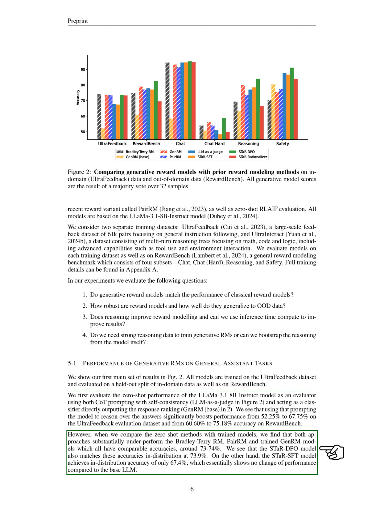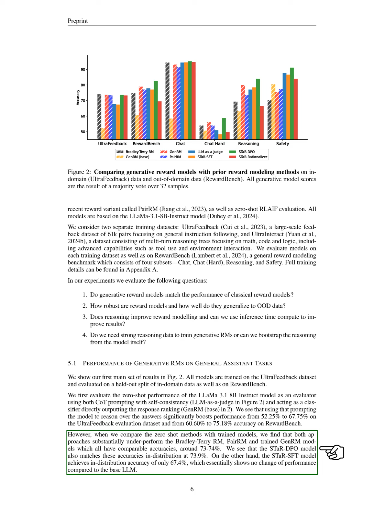However, when we compared these zero-shot methods to trained models, we discovered that both approaches performed worse than the Bradley-Terry-ERM, pair-RM, and trained GenRM models, which all had similar accuracies around 73 to 74%. The STAR DPO model matched these accuracies at 73.9%, while the STAR SFT model only achieved 67.4%, showing no improvement over the base model. When we evaluated these models on out-of-distribution tasks, the STAR DPO model performed best, scoring 81.9% compared to the base model's 77.8% and the trained RM's 78.9%.